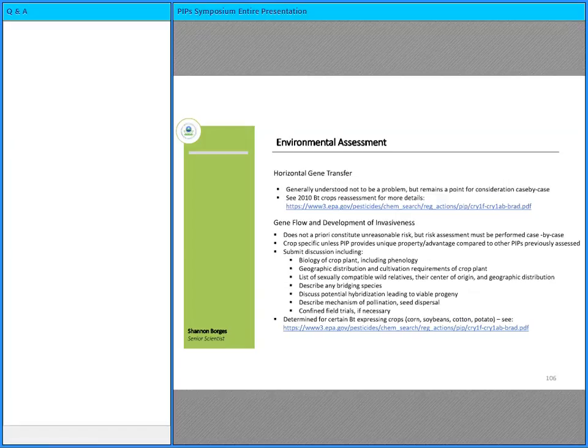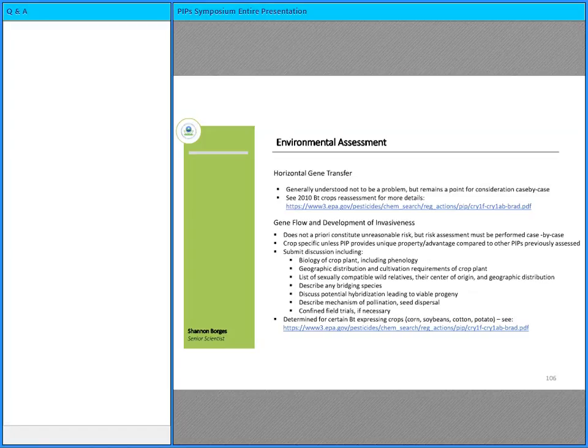And if you want more details about how we have come to our current understanding, you can see the 2010 BT crops reassessment, which is available at the link on the slide. And for gene flow and development of invasiveness, it's important to state here that gene flow itself does not necessarily constitute an unreasonable risk, but we do still have to perform a risk assessment.